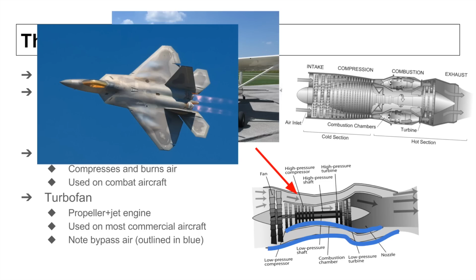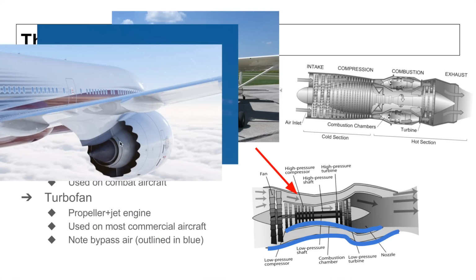And this is about bypass air, which passes through the engine without being burned. This is an engine that has lots of bypass air. It's called the bypass ratio. It's the ratio of air that passes through the engine and the ratio of air that doesn't pass through the engine. This is a 777X, very, very fuel efficient.